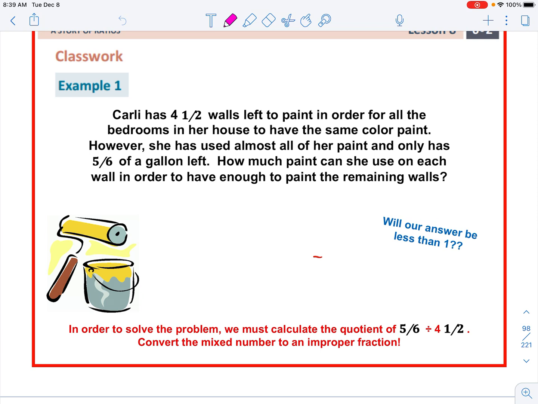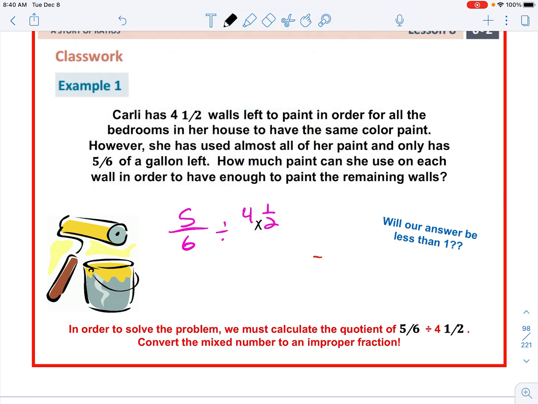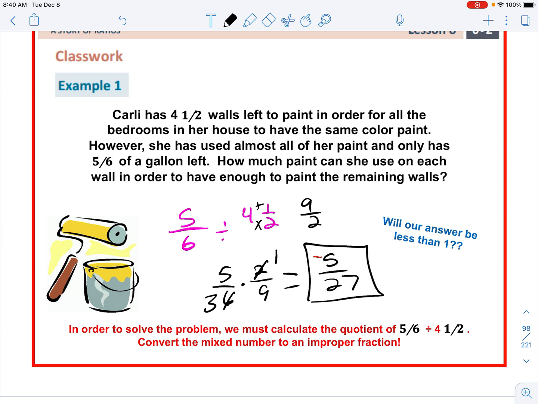You should have paused the video. So I'm going to take 5/6 divided by 4 1/2. I need to change this into an improper fraction. So this is 2 times 4 is 8, plus 1 is 9. 9 over 2, which would be 5/6 over 9/2. Skip dot flip. I can cancel out the 2 and the 3. This gives me 5 over 27, and that is my answer.